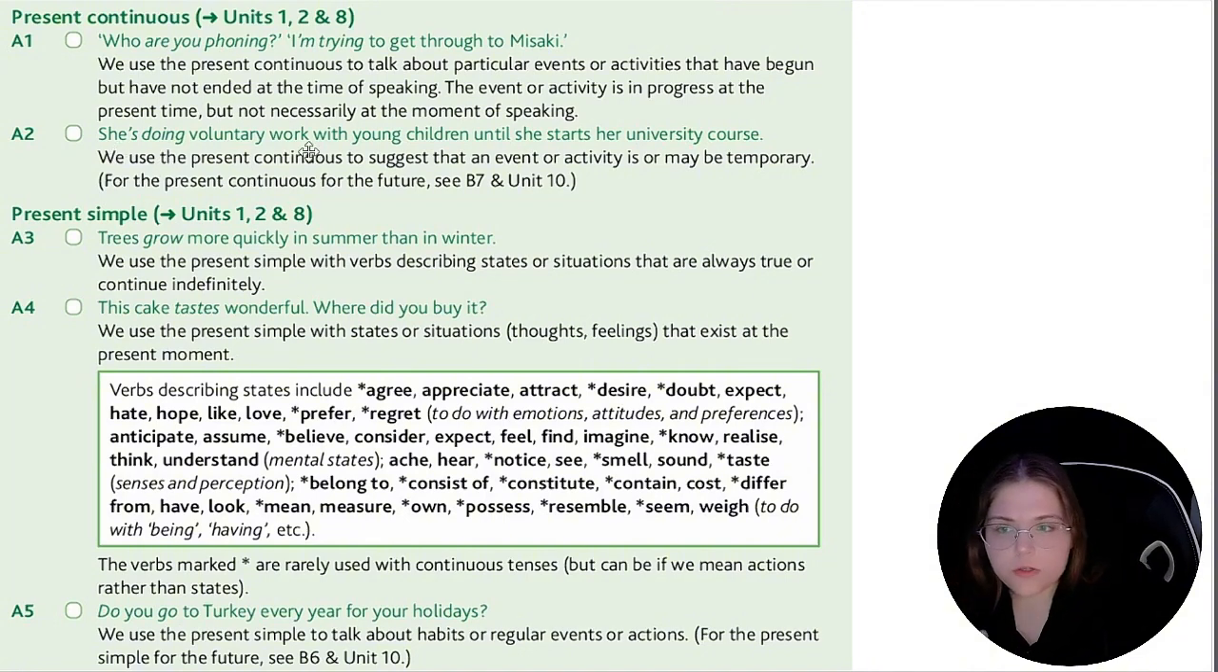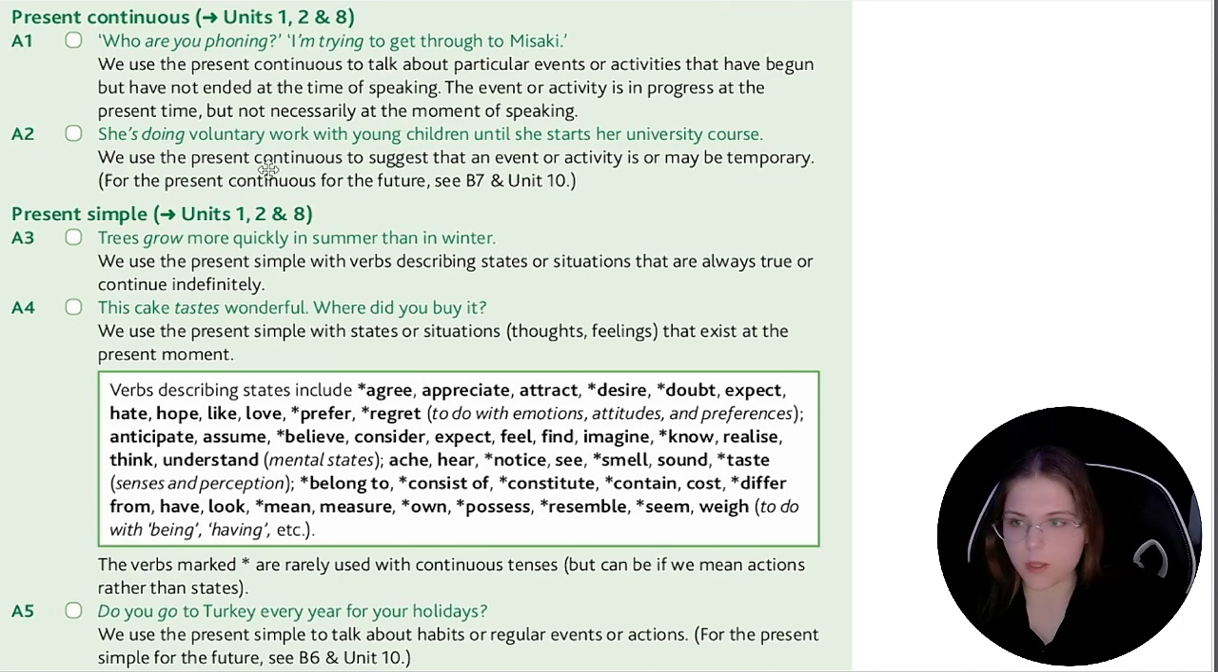Then we use the present continuous to suggest that an event or activity is or may be temporary. She is doing voluntary work with young children until she starts her university course. I think, maybe she is doing this work. Maybe. I'm not sure, but I can suggest that.